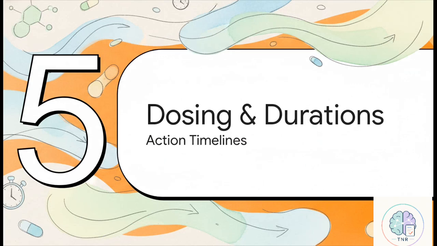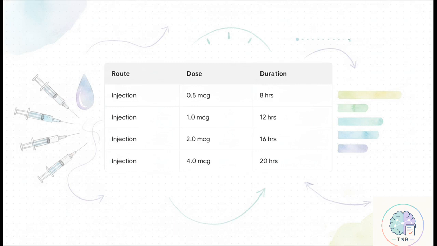Finally, Part 5, Dosing and Action Durations. When we look at the injectable desmopressin routes, a beautifully clear pattern emerges. Watch what happens as you double the dose. The duration of action extends so predictably. A 0.5 microgram dose gives a mean duration of 8 hours. Double that to 1.0 microgram, you get 12 hours. Double it again to 2.0 micrograms, it's 16 hours. And a 4.0 microgram dose lasts for roughly 20 hours. The duration of action scales in this highly predictable, almost linear fashion, which makes it super easy to remember.